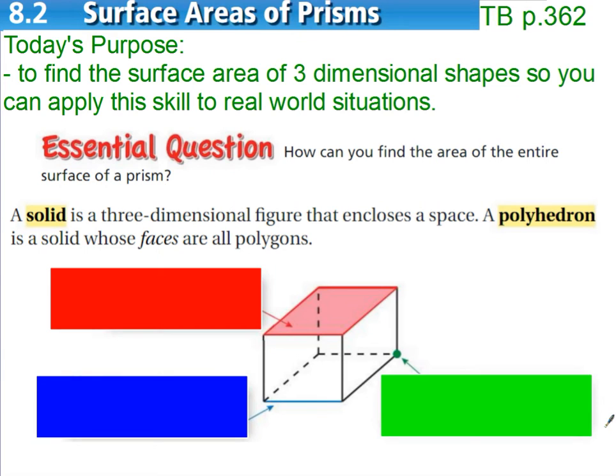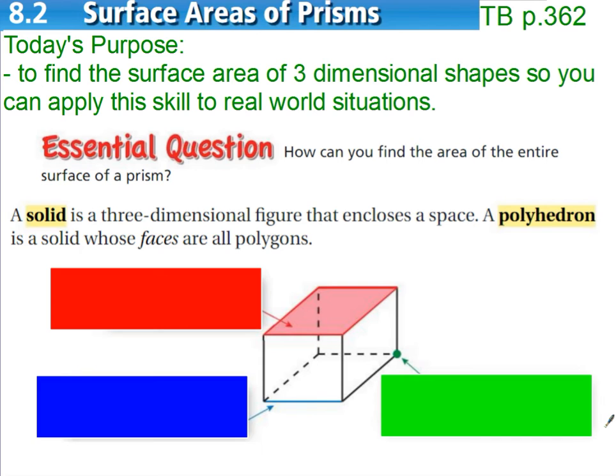Today we are going to be on lesson 8.2 of your Big Ideas textbook, and it is on page 362. Our topic is surface area. Today's purpose is to find the surface area of three-dimensional shapes so that we can apply this skill to real-world situations. Okay, the first thing I want to do though is talk about the different parts of a three-dimensional shape.